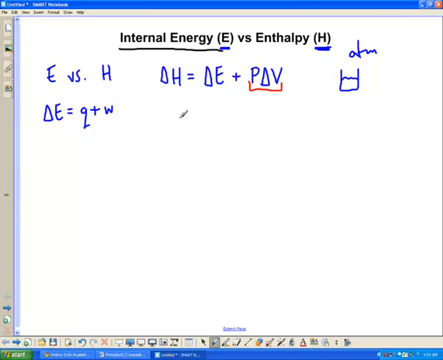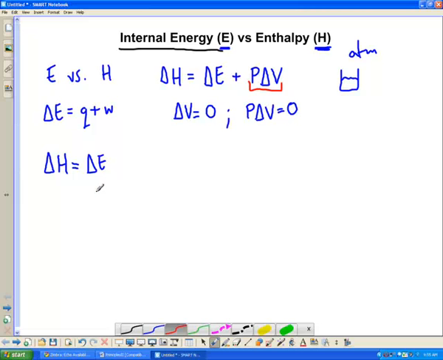So when you have that situation where your volume change is 0, then of course the product of your pressure times your volume change is also 0. And in that case, the enthalpy change for that reaction is going to be essentially equal to the internal energy change for that reaction. And this is what you're going to see for a lot of the reactions that we're going to be doing in lab.